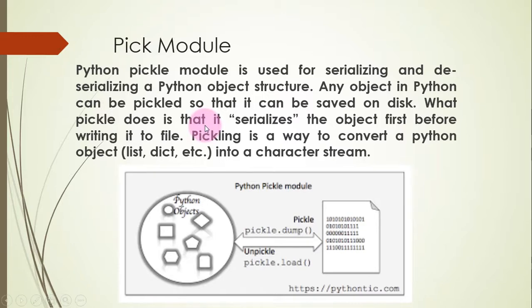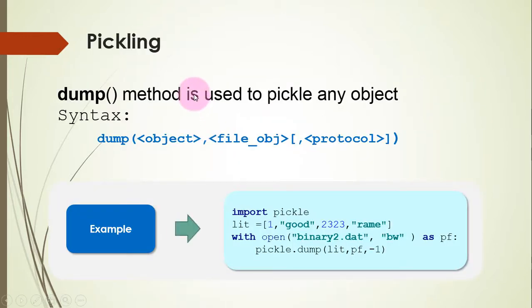So let's learn how to pickle the information. To pickle information, we need the dump method from the pickle module. Now the syntax goes like this: pickle.dump. We are going to have an object that is to be written or that is to be pickled, and then we will be having a file object, and this is the protocol. You don't have to worry about the protocol for now, because its value is -1 for the highest, otherwise the default is perfectly fine for you.